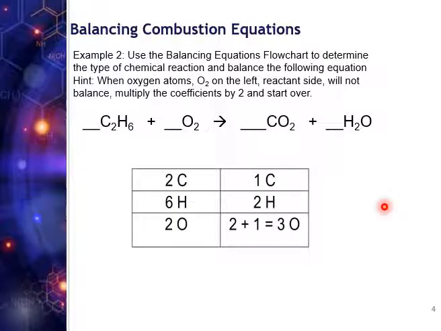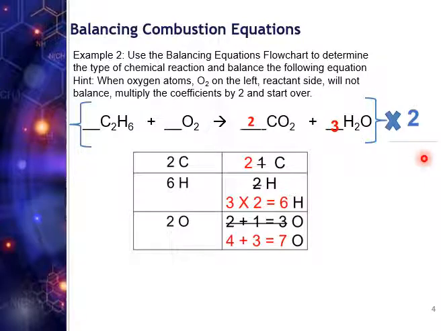We write down what we know to begin with. We have 2 carbon atoms, 6 hydrogen atoms, and 2 oxygen atoms on the left. We have 1 carbon atom, 2 plus 1 is 3 oxygen atoms, and 2 hydrogen atoms on the right. We start by balancing the carbon atoms. We multiply CO2 by 2 to balance the carbons. The hydrogen, we multiply water by 3. 3 times 2 is 6.